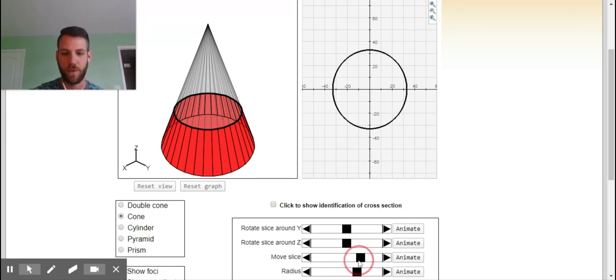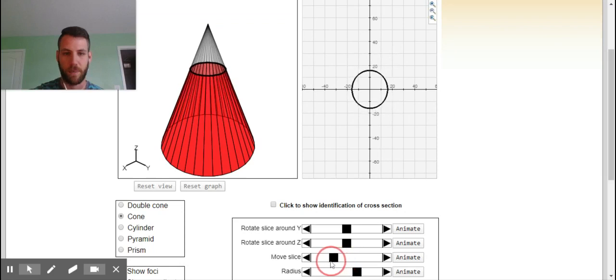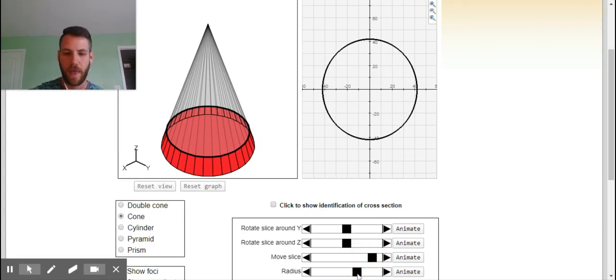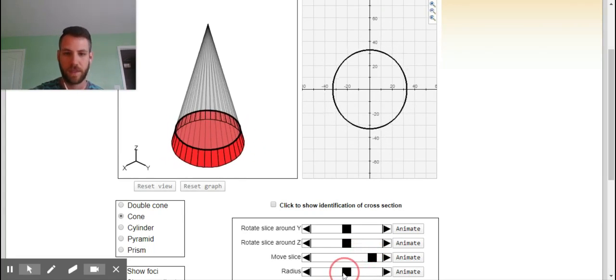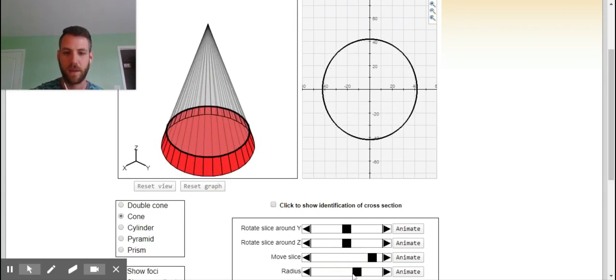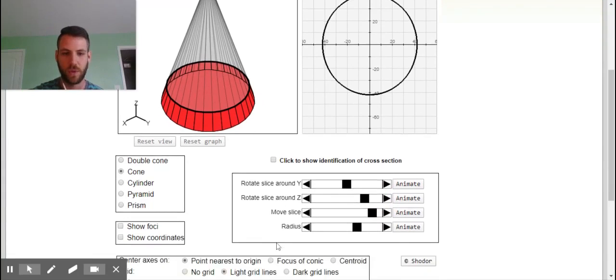If I move this circle towards the top of the cone, it becomes smaller. If I move it to the bottom of the cone, it becomes larger. And if I change the radius of the cone, the radius of the circle changes as well. Now, if I change it along a different axis than y, if I start to move it in a different way, I can get different shapes to come up.